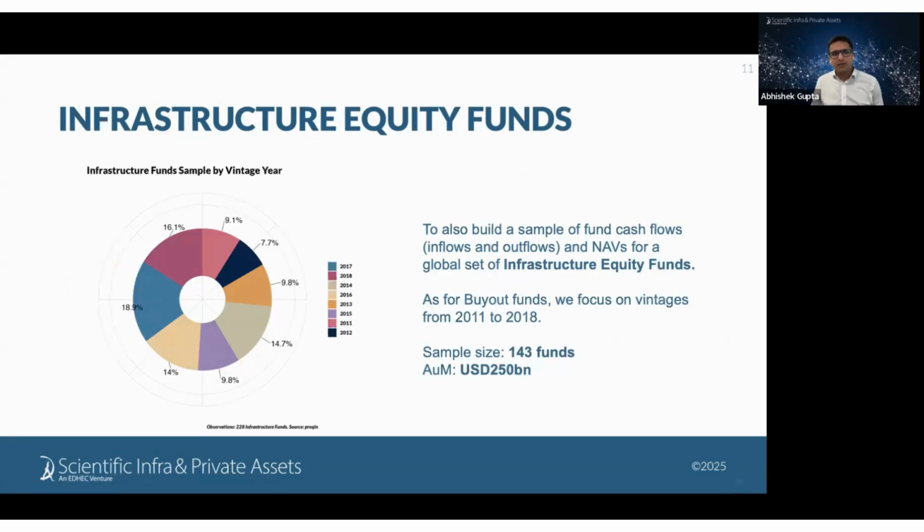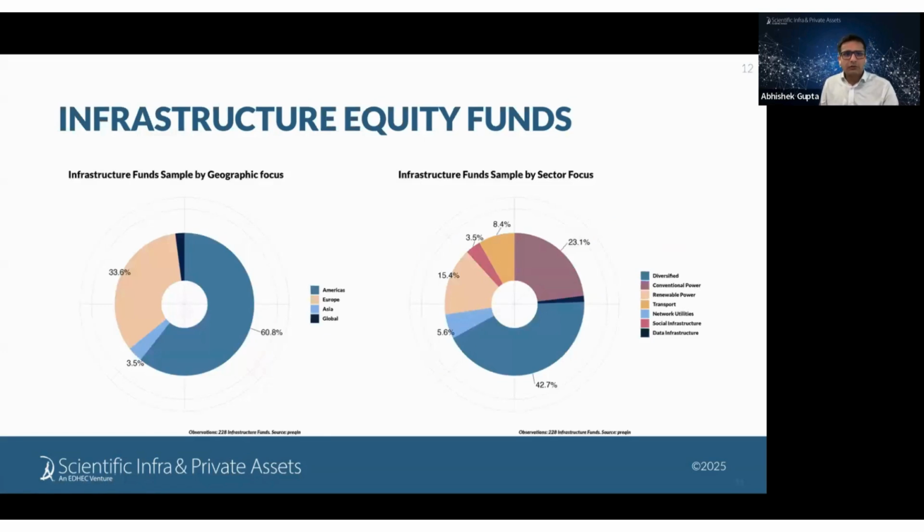Similarly, on the infrastructure side, we have vintages 2011 to 2018 for the same reason, that they are fully invested funds, fairly represented by vintage years, a sample of 143 funds, and AUM-wise, $250 billion in AUM between the funds that go in the study. Geographic focus is more dominant in the Americas region, about 60% focused towards the Americas. By sector focus, 42% are diversified, and the rest, about 57 to 58%, are more sector-focused funds in the infrastructure sample.